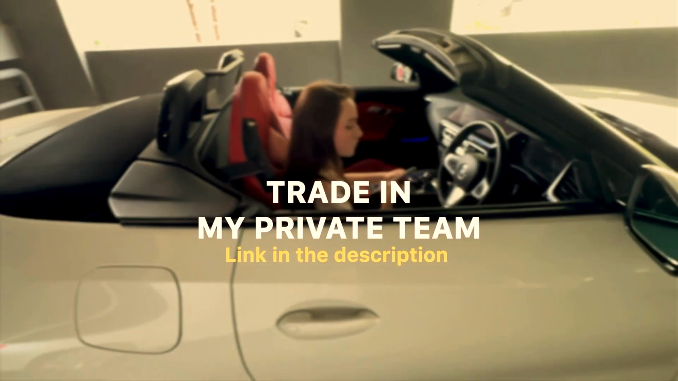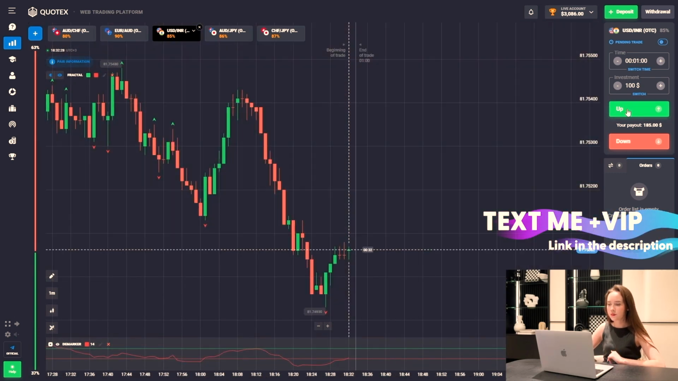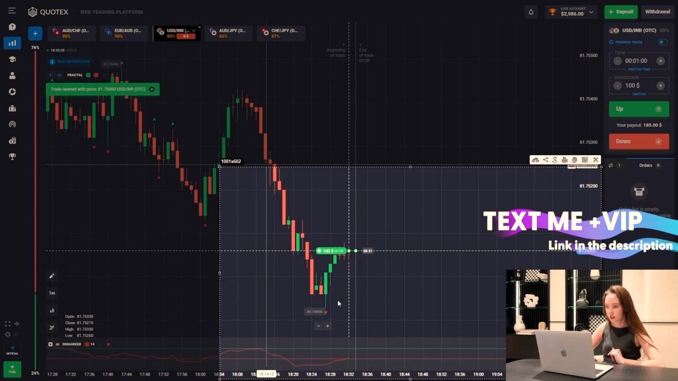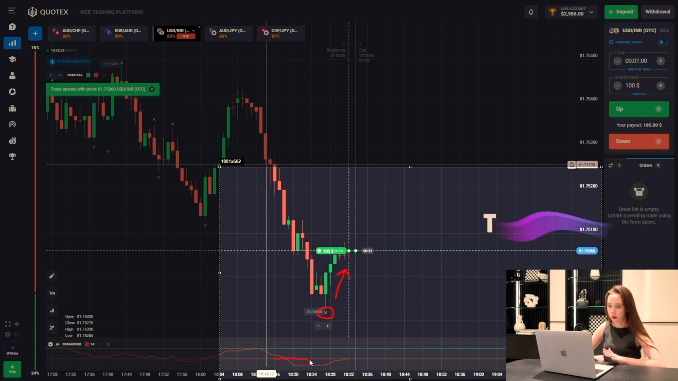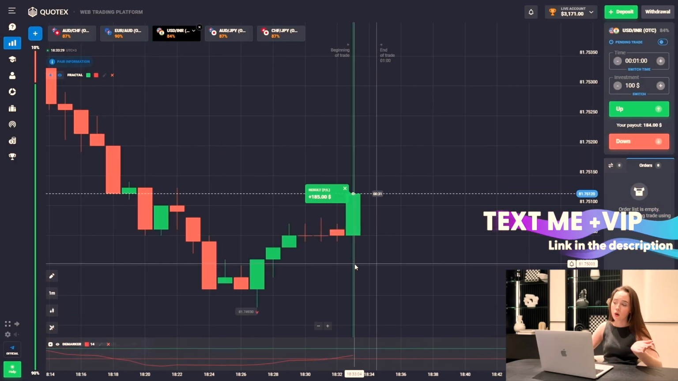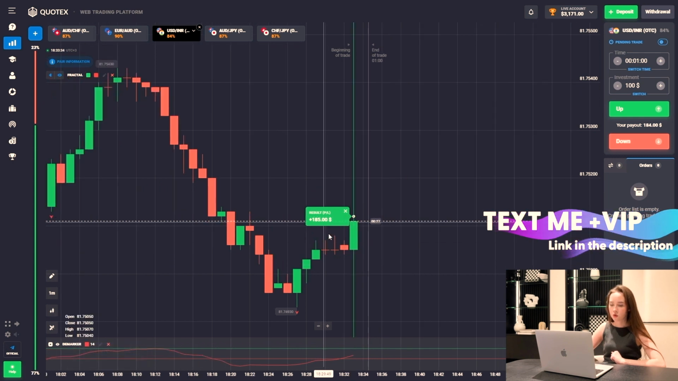Link in the description. And here we will immediately open a deal for a rise, since we observe that the local minimum has been updated according to the fractal indicator. Also, according to the D-marker indicator, the oversold zone was broken, and at the moment the indicator is heading up, which means that the price will also go up. Well, our deal was closed in plus and the profit was $85.